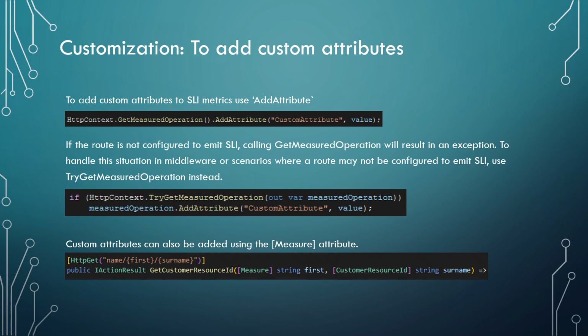The other scenario I've seen is where you pass a bad URL to the server, then the middleware will still get executed, but since it's not a real route, it won't have any SLI information. So in those scenarios that you're not sure, just use the TryGet method.